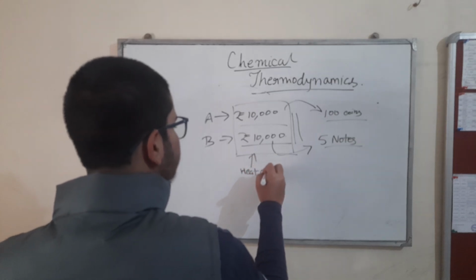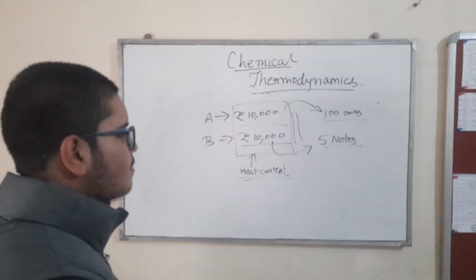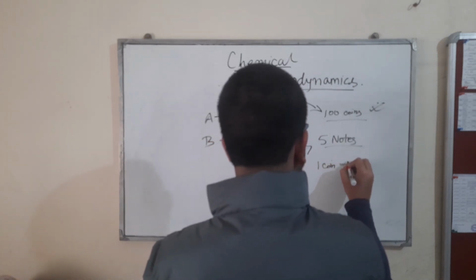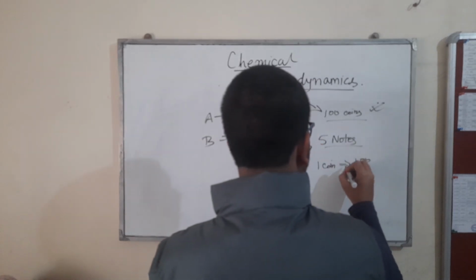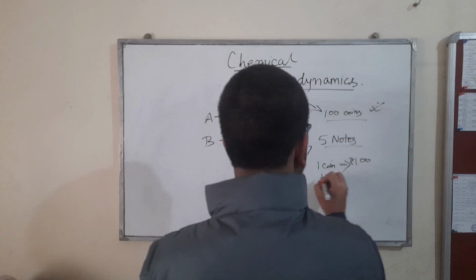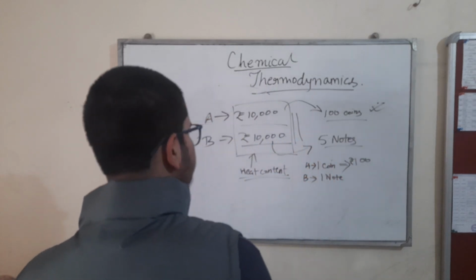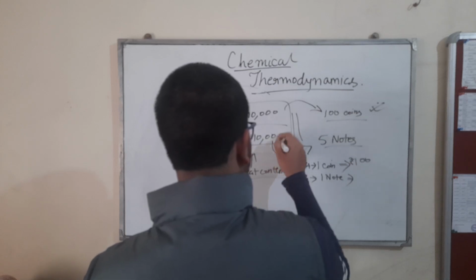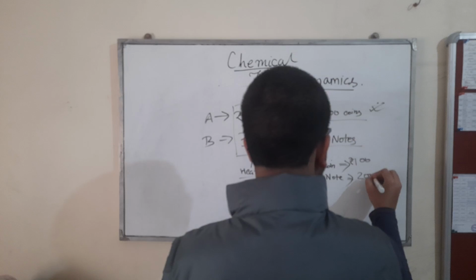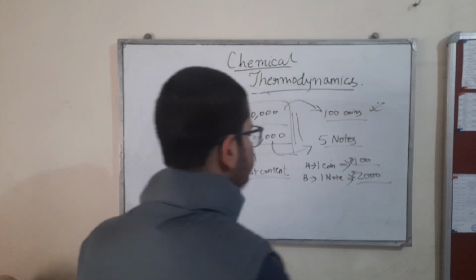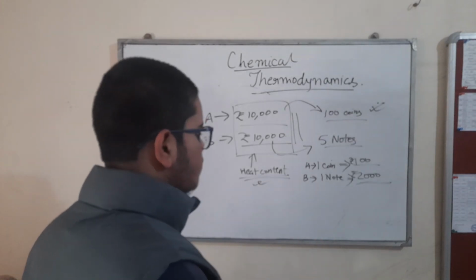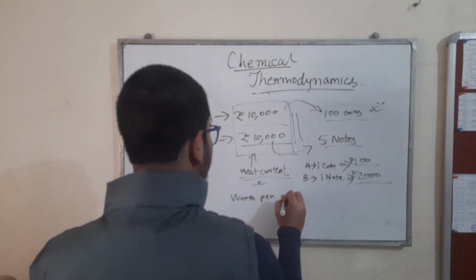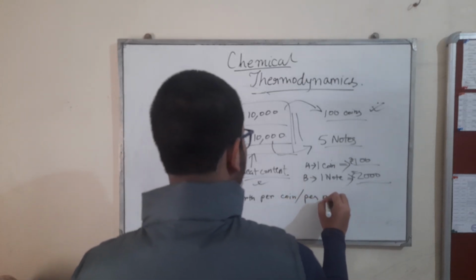The heat content is the same. It is comparable to heat content. The wealth of both of them is the same. But one has it contained in 100 coins, so each coin is worth 100 rupees, and each note of person B is worth 2,000 rupees. Okay? 100 rupees and 2,000 rupees. So the heat content is the same, but the worth per coin or per note is different for both of them.